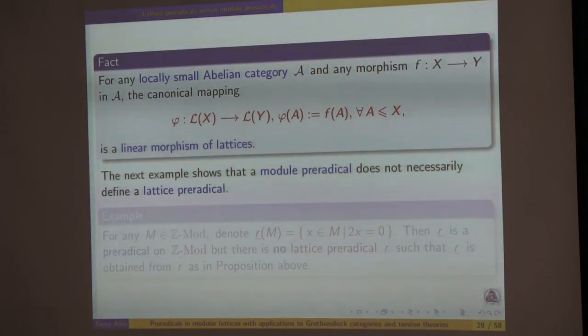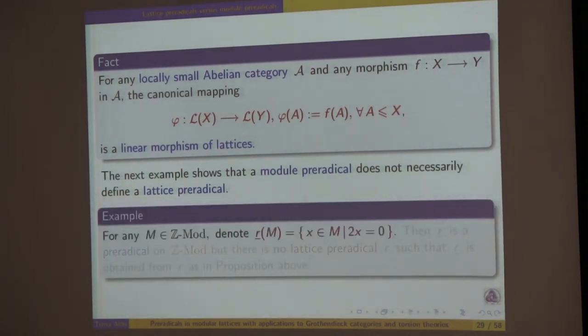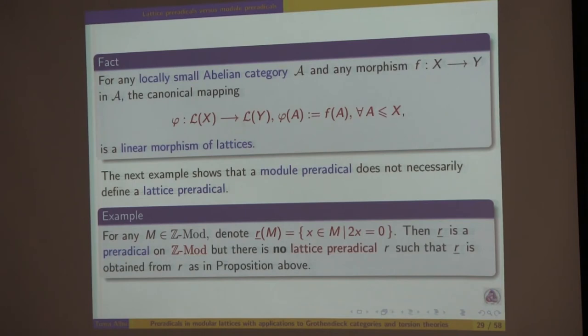The next example shows that a module predicate does not necessarily define a lattice predicate. I will give a counterexample here. Take Z-mod, the category of abelian groups, and define R of M as the set of all elements x of M killed by 2, that is, 2x equals 0. Then R is clearly a preradical in this category of abelian groups. But it can be proved pretty easily that there is no lattice predicate such that R is obtained from it as the induced predicate.